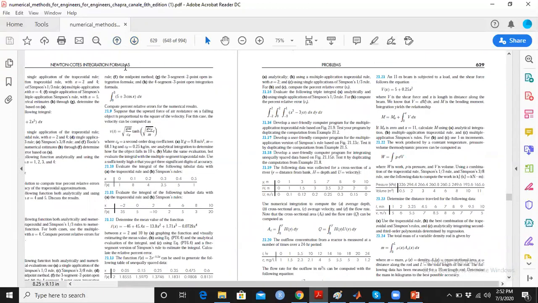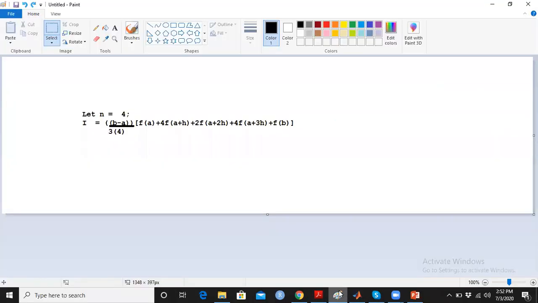Question number 8. You can see here the question number 8 statement. We will not go through the entire question, but let us modify the question. Let us apply Simpson's one-third rule for n equal to 4 and for n equal to 6 on this problem. If n is equal to 4, how would the formula look? This. And what will happen if I have n equal to 6?